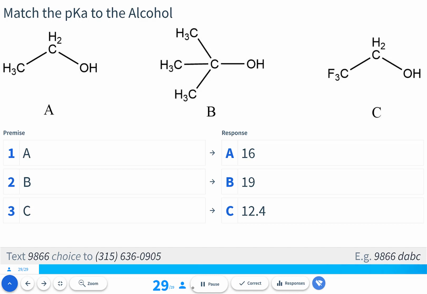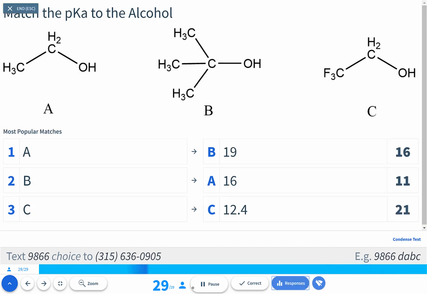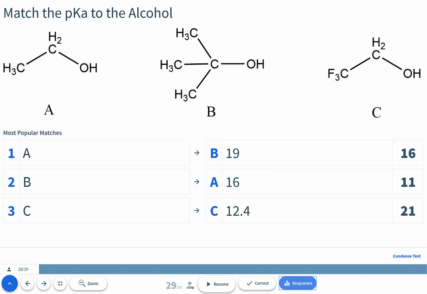Okay, so let's see what we've got here. Okay, so we've got C being the strongest acid from 21 out of 29, using the same principle that we just used. So then what would be the next strongest, or what would be the weakest acid? And we're kind of split between A and B.